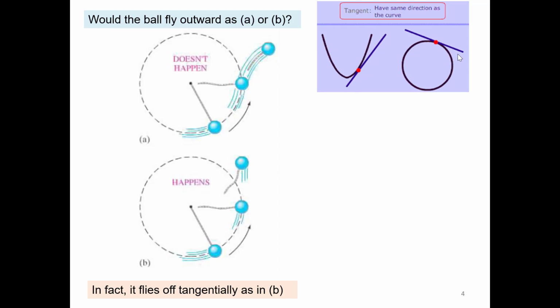Let's review the concept of tangent. We can see here this line is tangent to this circle, and this line is tangent to the parabola. Any line that is tangent to some curve touches the curve at one point and has the same direction as the curve. And this is the definition of tangent. Then what happens is the ball will fly off tangentially to the circular trajectory.